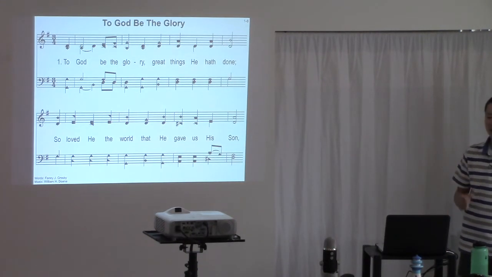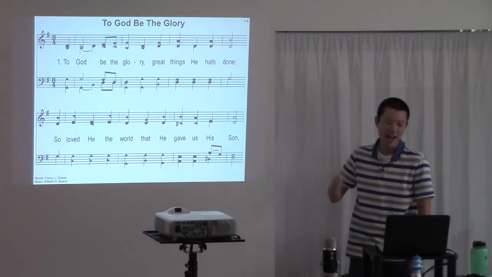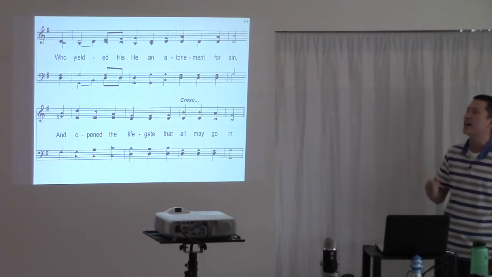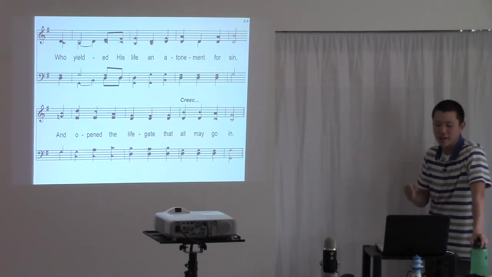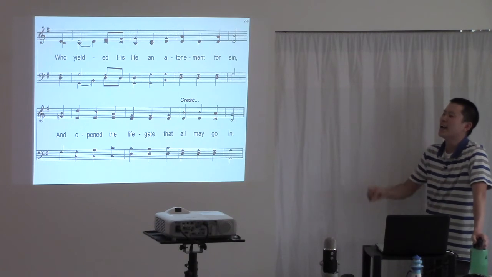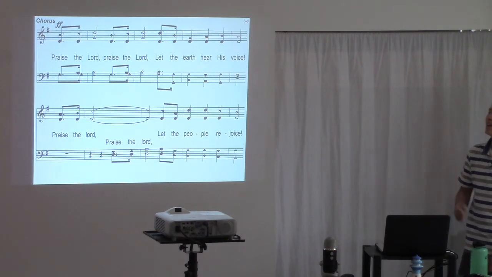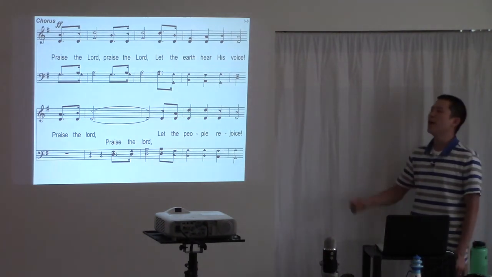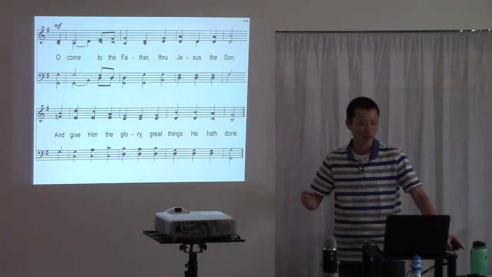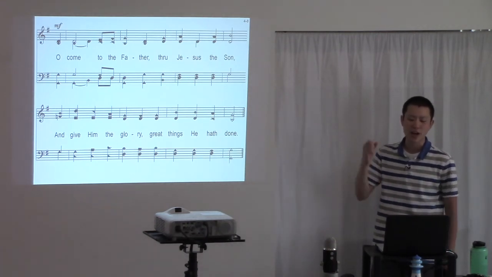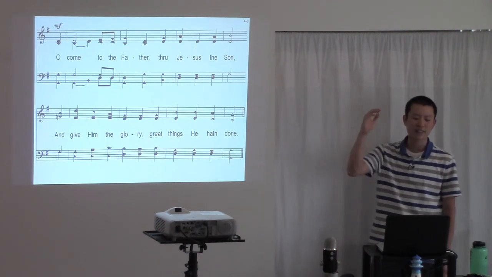To God be the glory, great things he hath done. So loved he the world that he gave us his Son, who yielded his life an atonement for sin, and opened the life gate that all may go in. Praise the Lord, praise the Lord, let the earth hear his voice. Praise the Lord, praise the Lord, let the people rejoice. Oh, come to the Father through Jesus the Son, and give him the glory, great things he hath done.